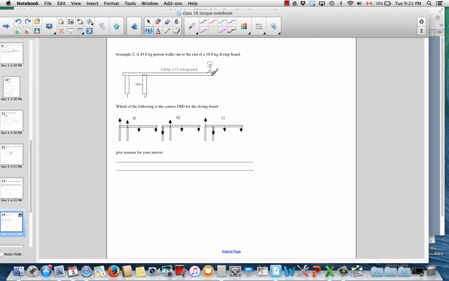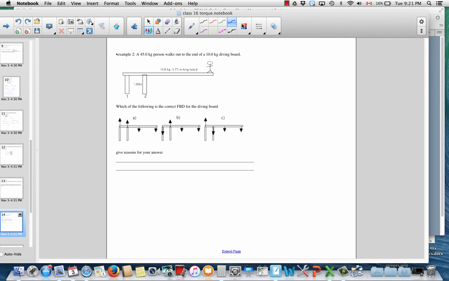So we've got a person here at the end of a diving board. And first of all, a conceptual question. What will the force diagram look like for the board? So we're drawing the forces acting on the board. There's some information here. The person has weight, the board has weight, and there's a couple of supports. And it's multiple choice, A, B, and C. Think about which one of those is right.